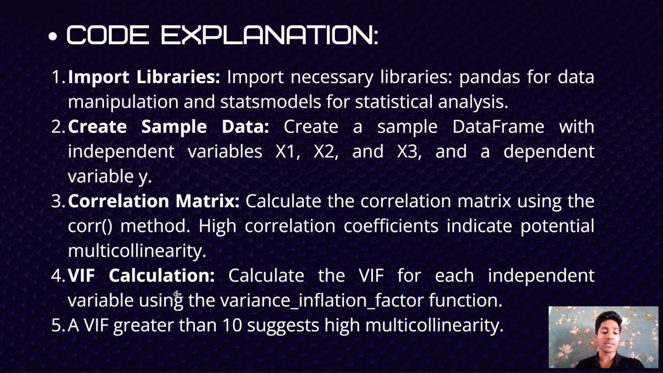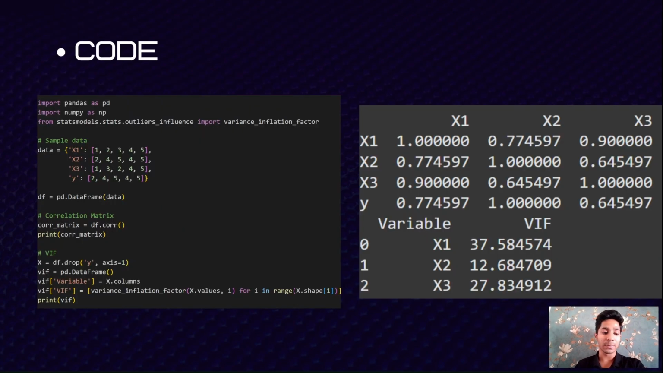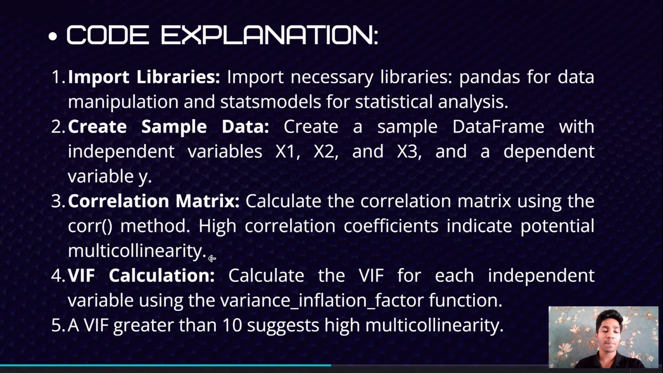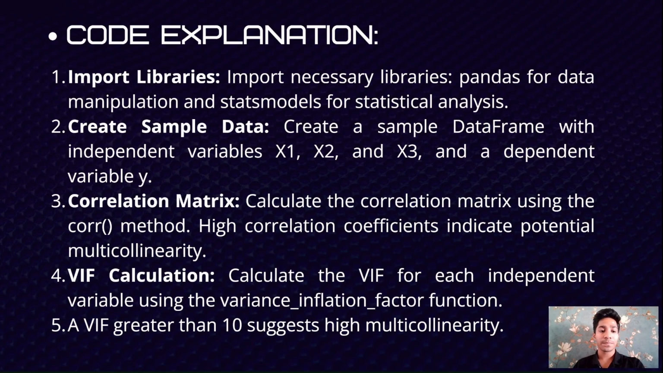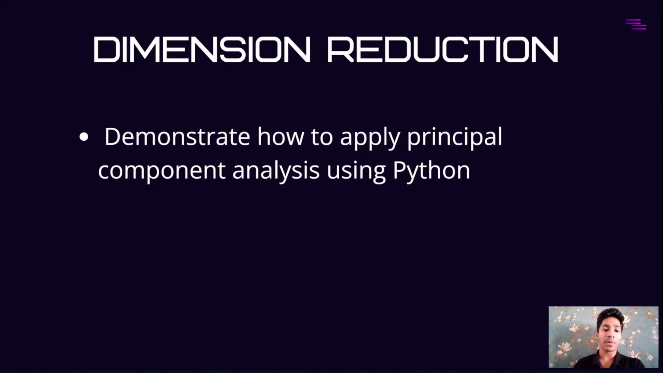And fifth, a VIF greater than 10 suggests higher multicollinearity. If we have a VIF greater than 10, there is an issue of high multicollinearity. Here we have printed the VIF. So this was the code regarding multicollinearity. And the next topic we have is how to apply principal component analysis using Python.